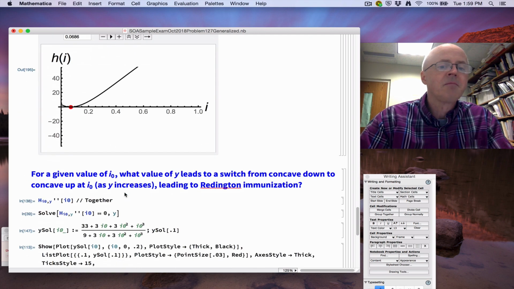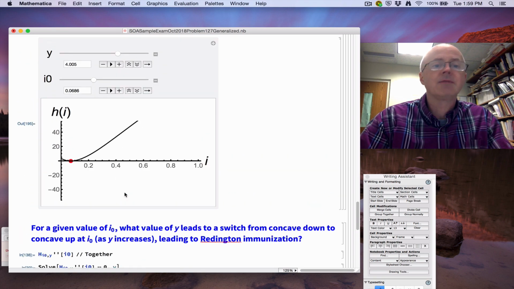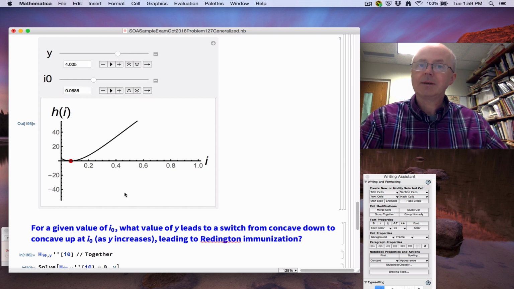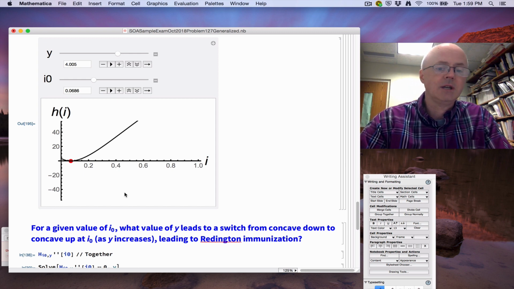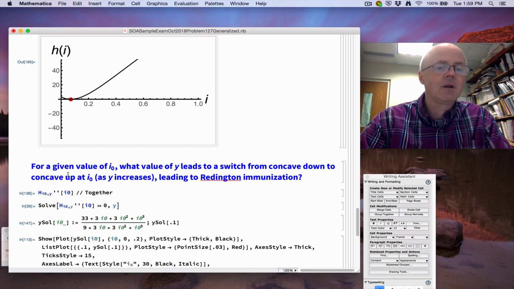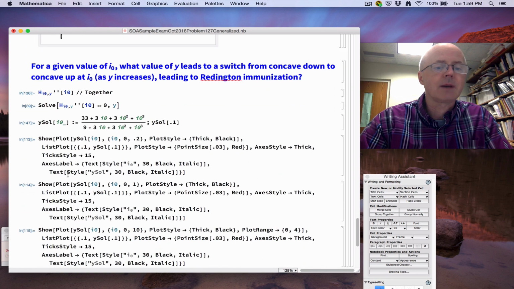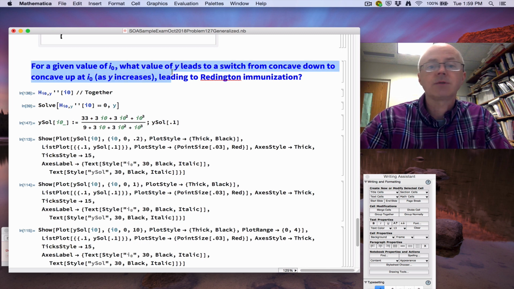Okay, so it looks like if little y is large enough, if that second payment time is large enough, we can achieve Redington immunization. What else can we do here to think about this and confirm this? For a given value of I0, we could ask what value of little y leads to a switch from concave down to concave up at I0 as y increases, in other words, leading to Redington immunization.